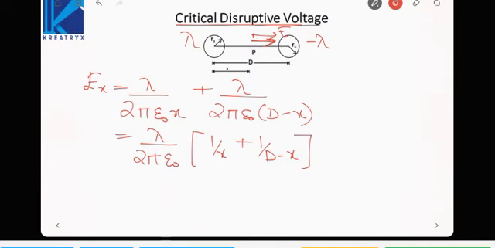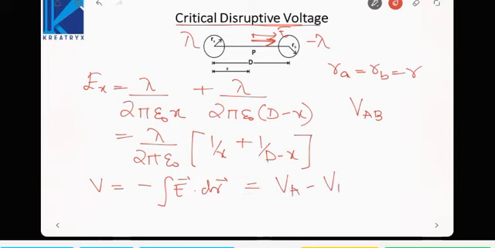Now suppose I want to find the voltage difference between the two conductors. I am assuming that the radius of both is the same. So potential difference can be calculated as minus integral of E dot dr. If we want to find VAB, that is equal to VA minus VB, then we will integrate from d minus r up to r. This is the distance of B, this is the distance of A. Since we are doing VA minus VB, we will go from B to A. So B is at a distance d minus r, A is at a distance r.